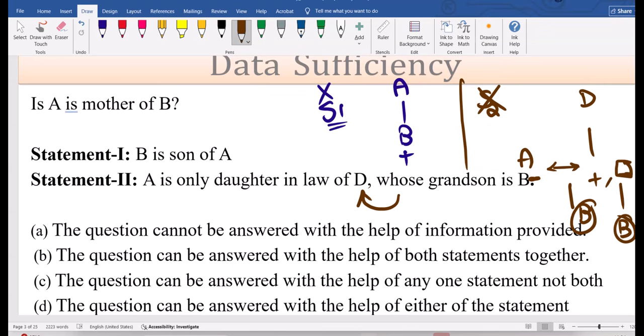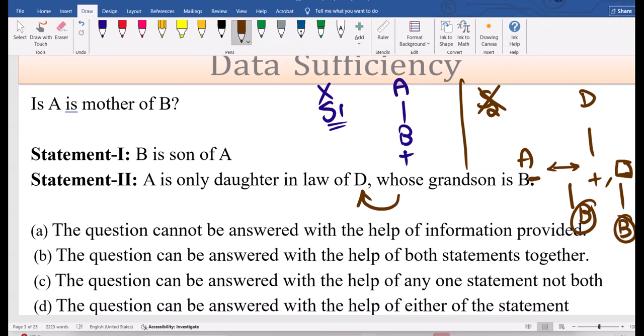Statement 2 alone, when you are trying, don't put that A, B son of A, don't use that there. I am using only statement 2 information. In statement 2, A is the daughter-in-law of D, so D's son's wife is A, fine. Then B is the grandson of D. So D may have one child or two children, that is not given in the question. So B may be D's daughter's son or D's son, we don't know. Statement 2 alone, I don't know.